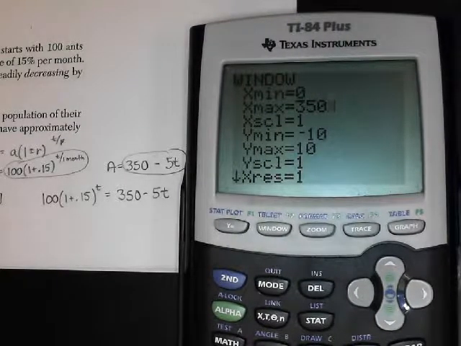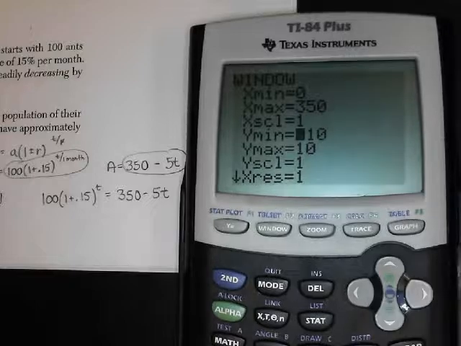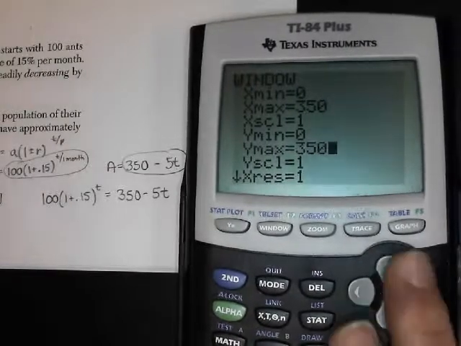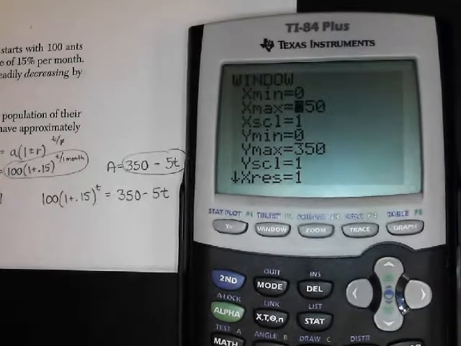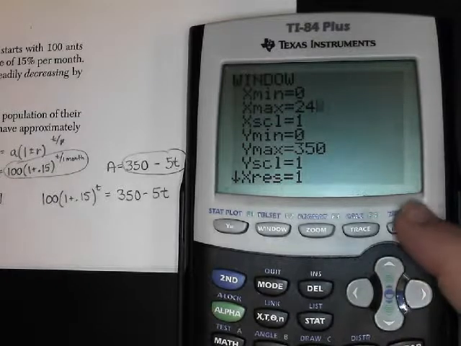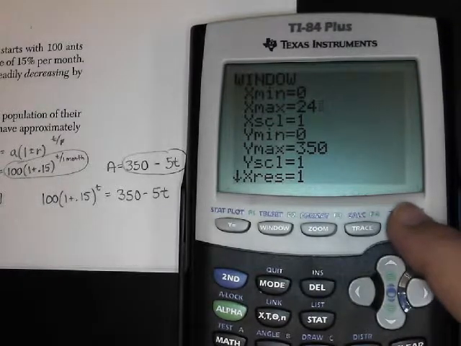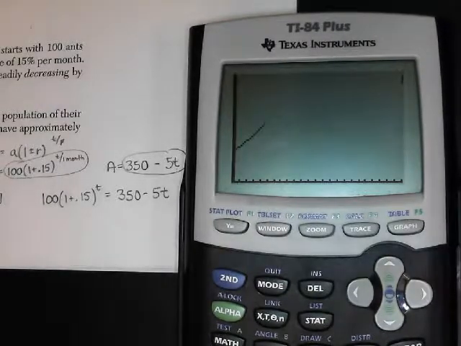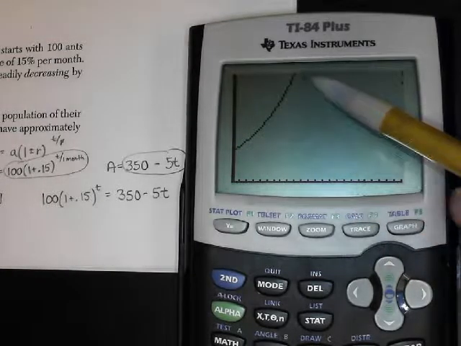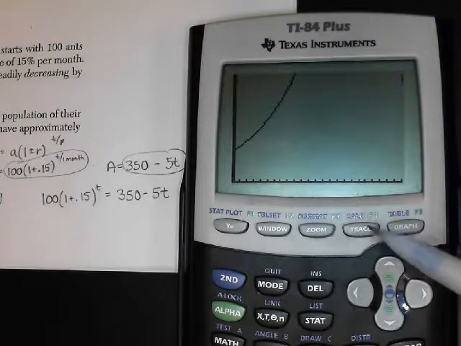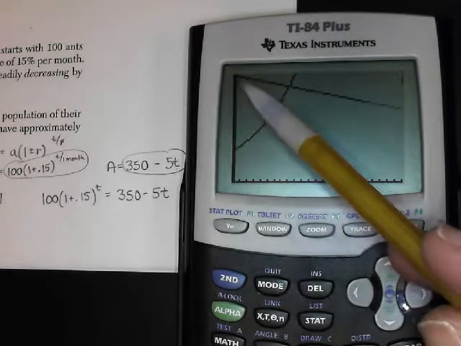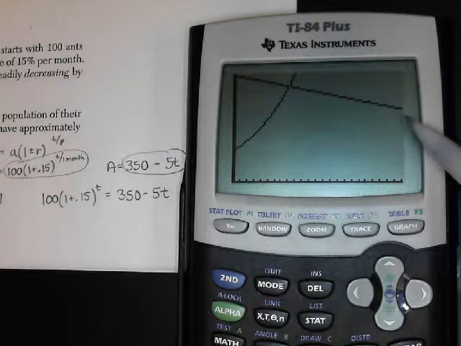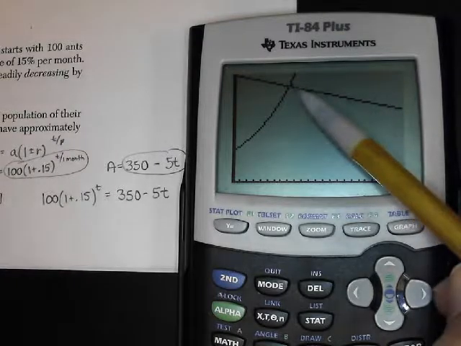Nope, not on my x. On my y's, I'm going to go from 0 to 350. My x is the number of months, so let's go from 0 months to, oh, I don't know, 24 months. We'll see it out 2 years and see what happens. And if I graph that, there's my exponential starting at 100 and increasing at a rate of 15%. And my linear is starting at 350 and decreasing by a set linear amount of 5x. We want to find that intersection. And again, this is our number of months.